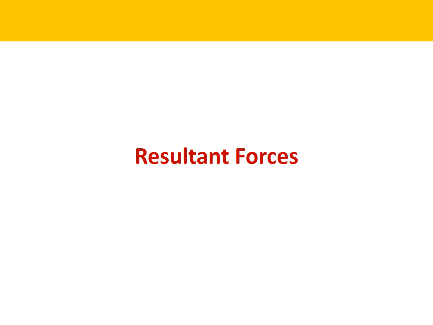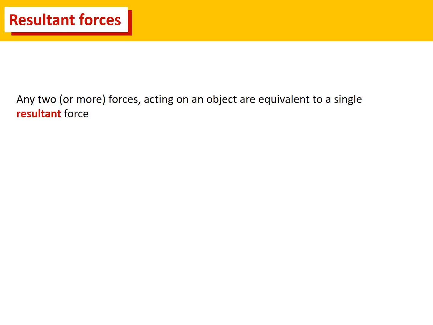So this video shows us how to find the resultant force from two. Any two or more forces acting on an object are equivalent to a single force, and that single force is called the resultant force. So in this example, we've got two forces acting. We draw a little parallelogram, then that red diagonal there is the resultant force, i.e. that red force is equivalent to the two blue forces shown.